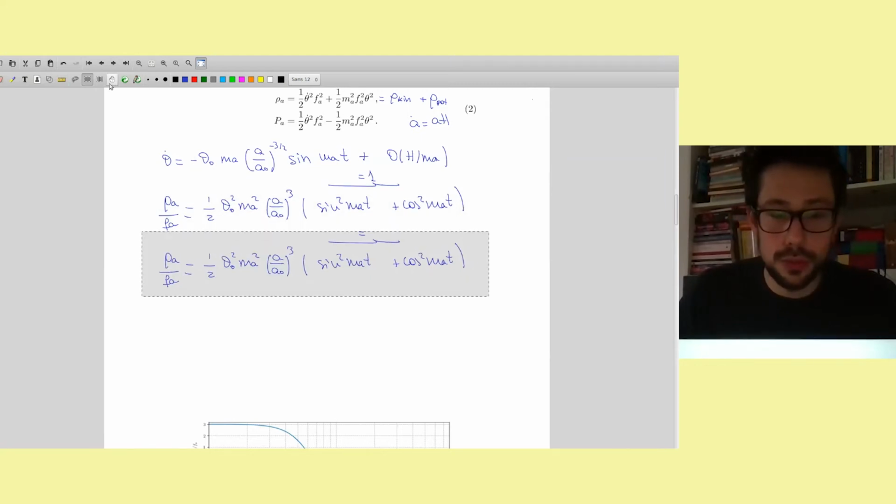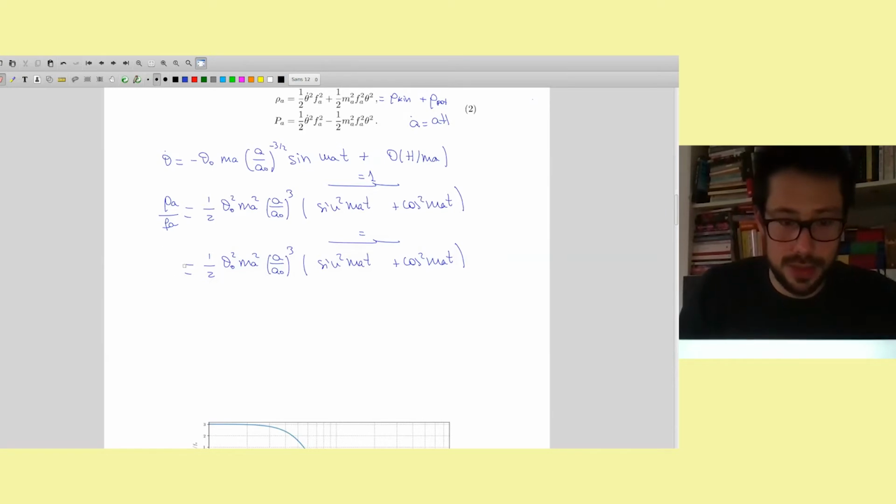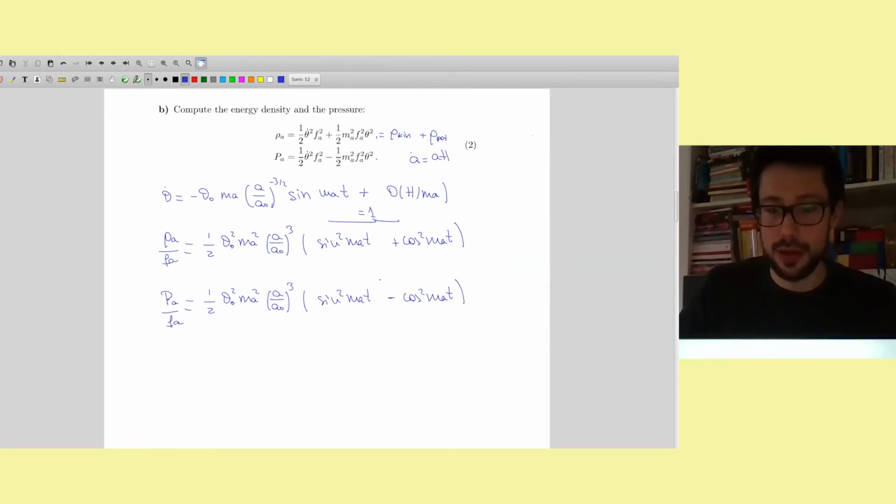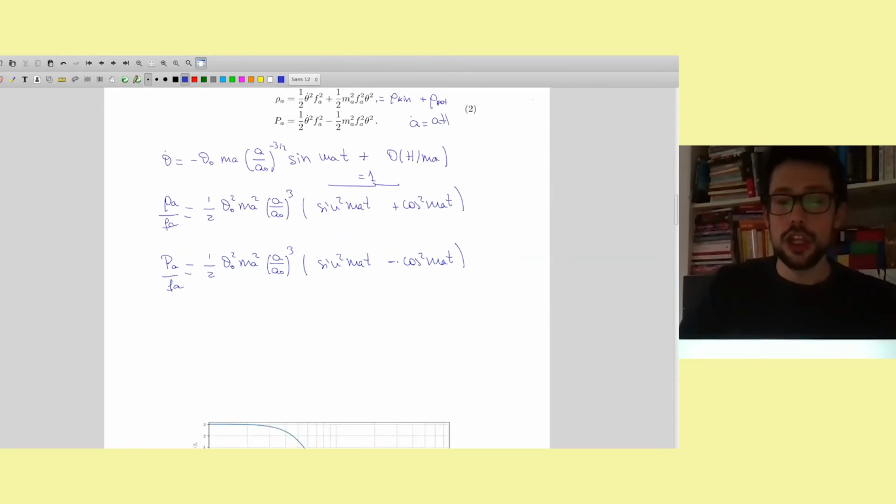Now, if I want to compute the pressure, then here I have the pressure of the axion over Fa, and the only difference is that here I will have a minus, so instead of a plus, right? Because as you can see here, the formula of the pressure is exactly equal, but with a minus sign here. So in this case, we already have the solution that is only this one here.